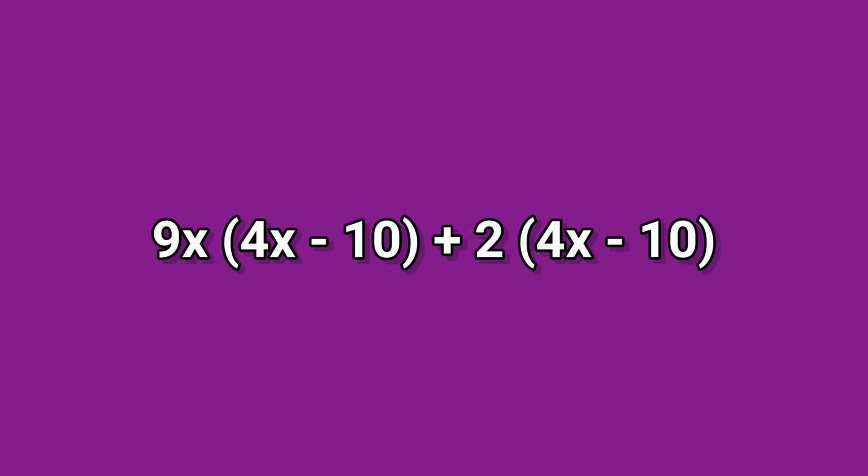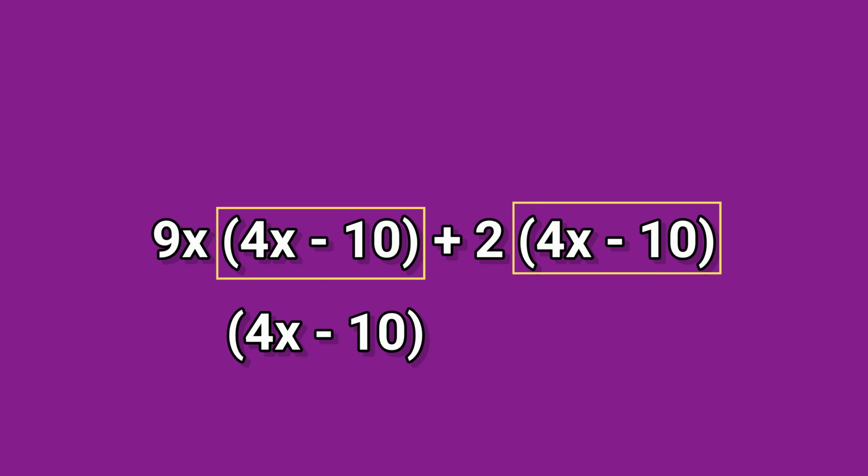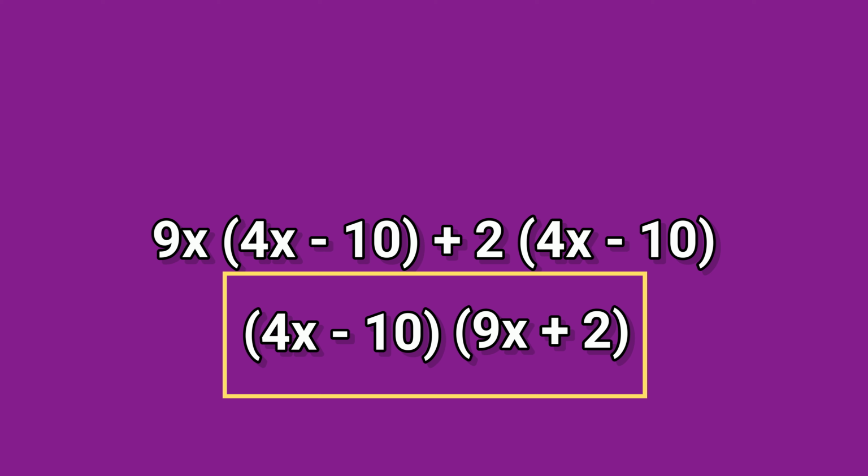Problem number 1. Let's begin by factoring out the common binomial, which turns the expression into a product of two binomials. First, we factor out 4x minus 10. The remaining terms form the second binomial, 9x plus 2. The expression becomes 4x minus 10 times 9x plus 2.